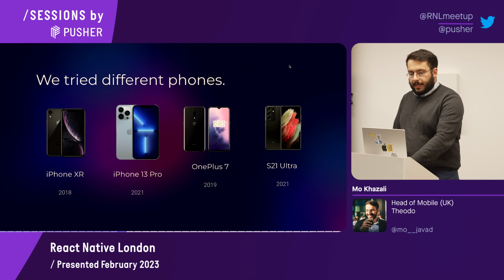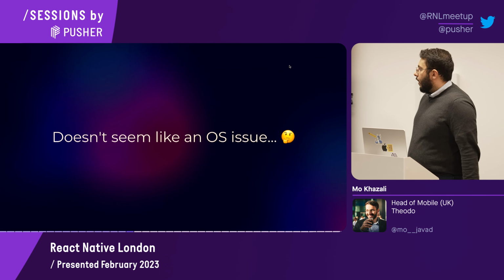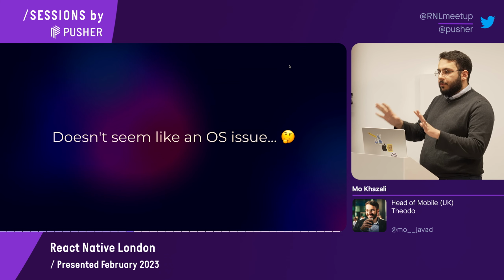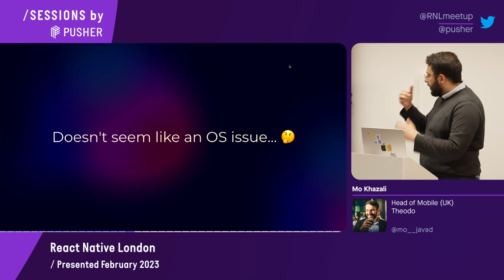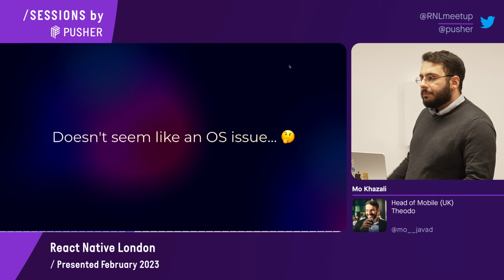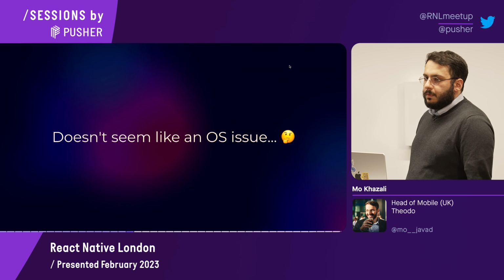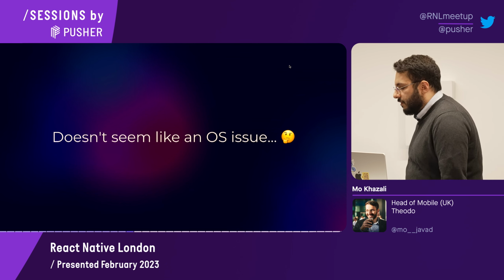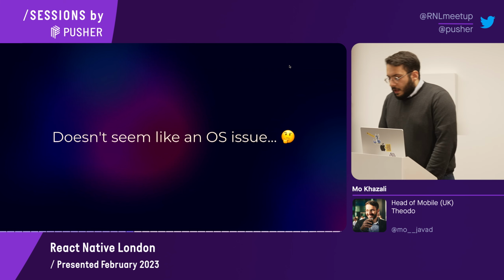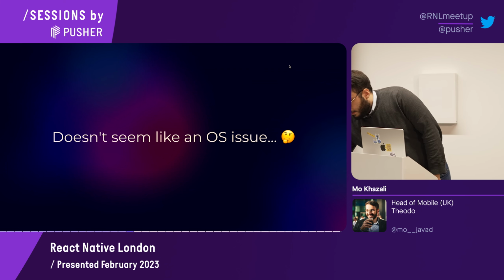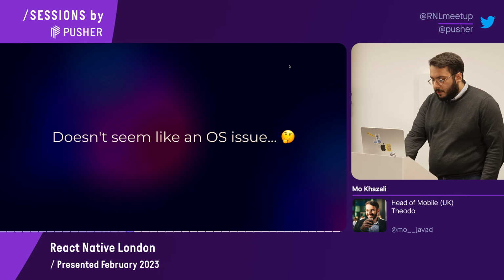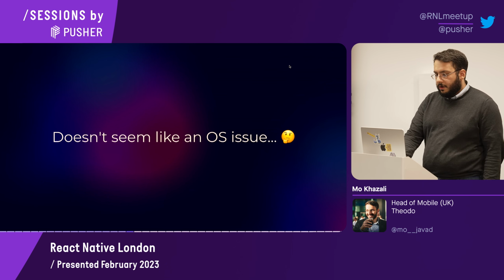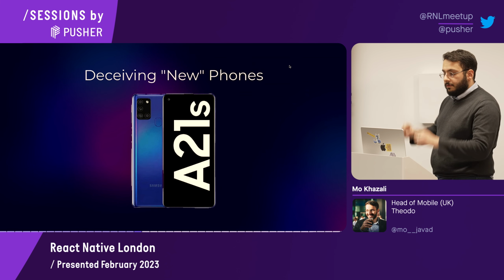And we quickly realized that this was not an OS issue. The apps were performing pretty well across these phones with average to higher end specs. iOS was a little bit better, but overall they were acceptable: quick, smooth, snappy, responsive, not an issue. We went back to the user and tried to get a sense of what they were using, and we came across this tier of phones, which are the Deceiving New Phones.